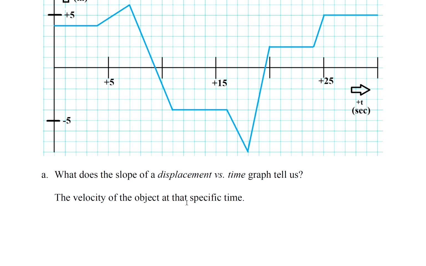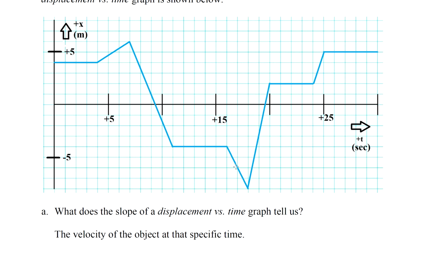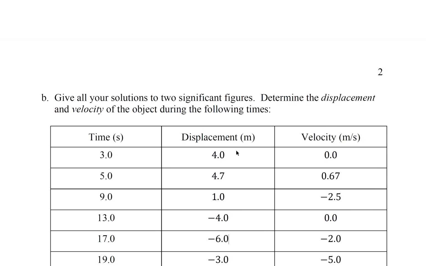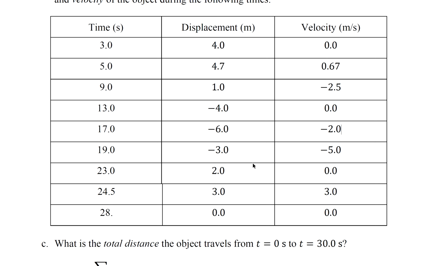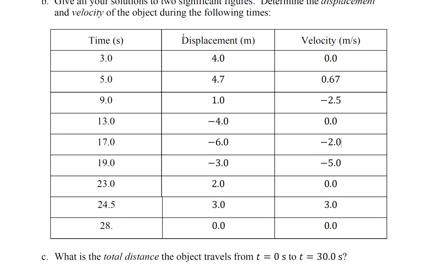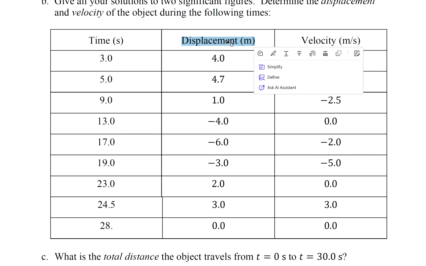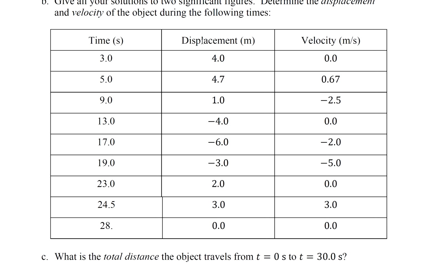What's the velocity at 17 seconds? Well, let's take a look at the slope. Is this slope positive or negative? It's negative. It's going to be 1, 2, 3, 4, negative 4 over 2. So it's going to be negative 2. So we could determine the displacement just by reading the graph, and we could determine the velocity by taking the slope.